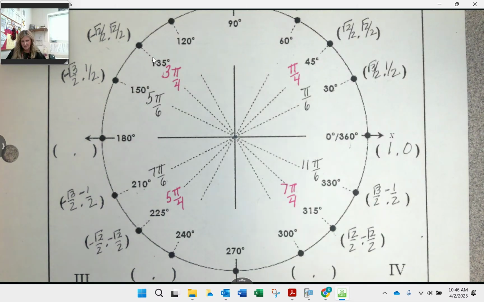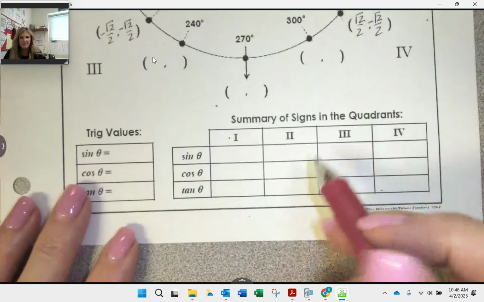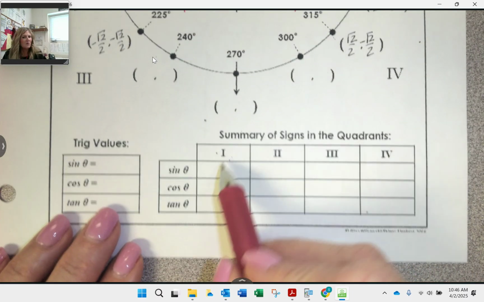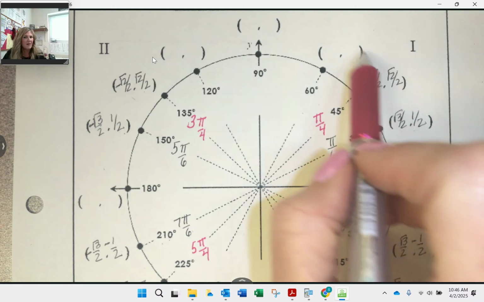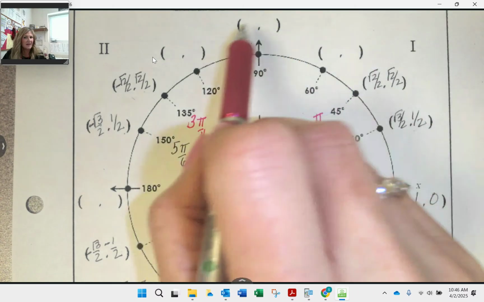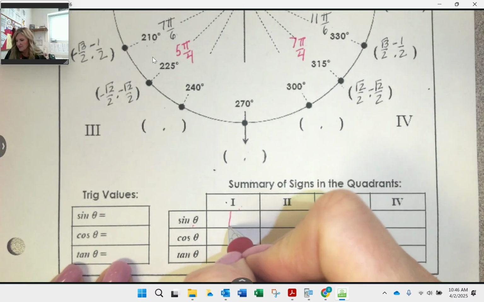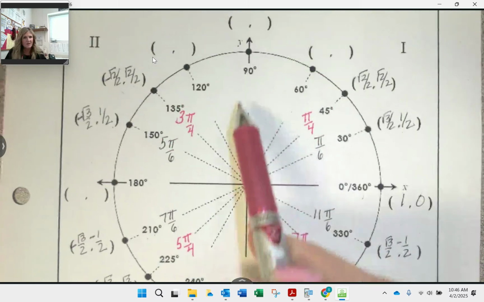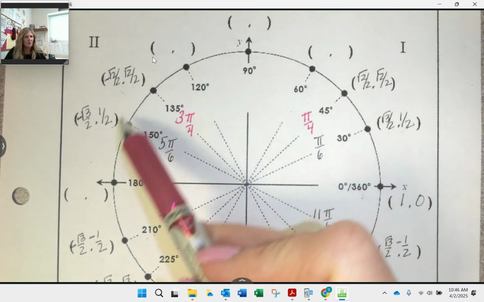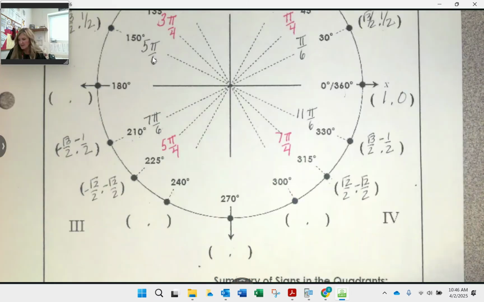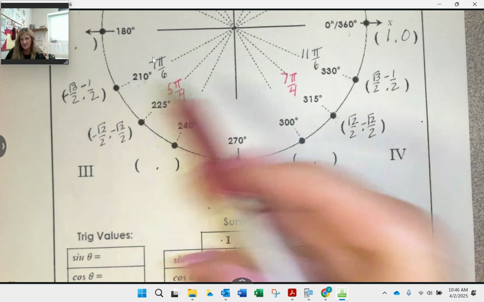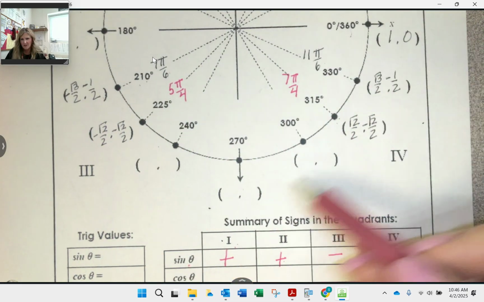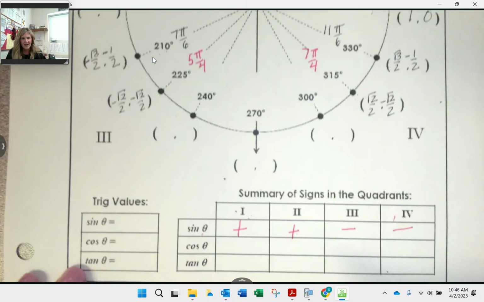And let's do some summarization here. Okay, actually, we'll do it down here. In quadrant 1, what's going to be true of all of our y values in quadrant 1? They're all going to be what? Positive or negative? Positive. What about in quadrant 2? What's true of all the y values? Positive. What about quadrant 3, all the y values? Negative. Quadrant 4. Okay, and you'll fill that out later.